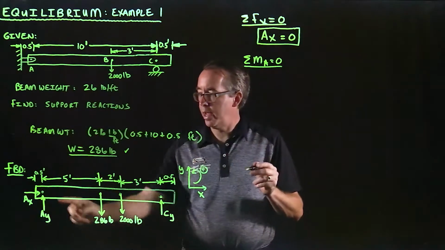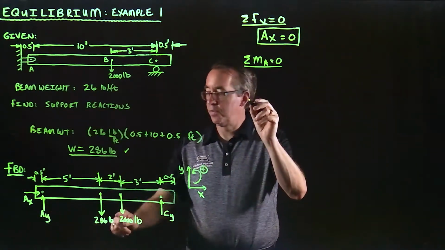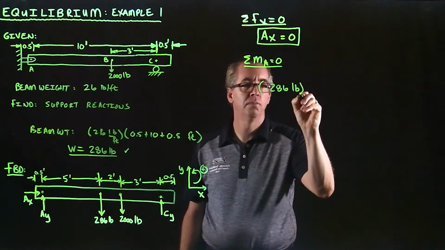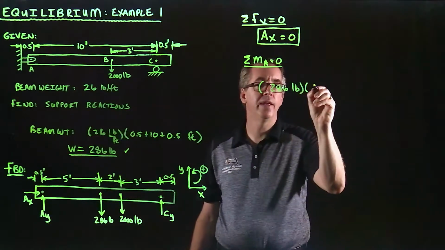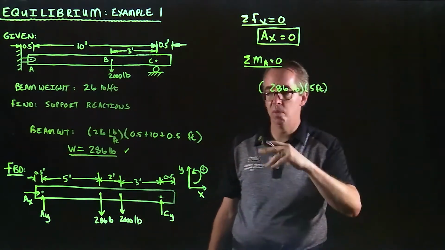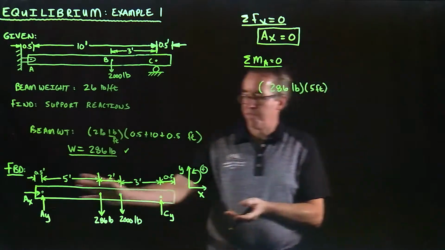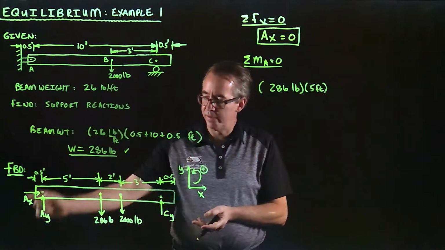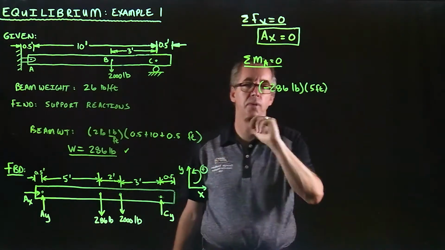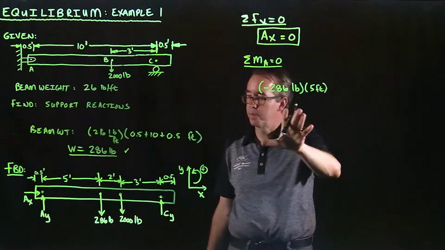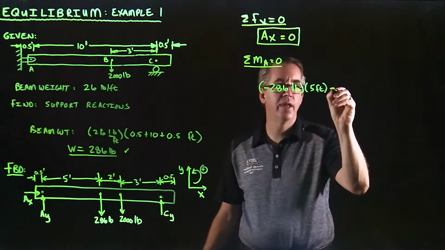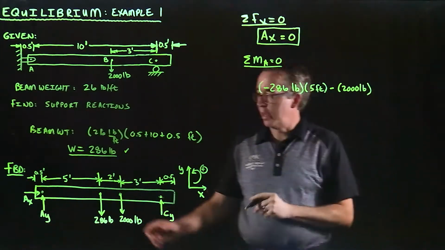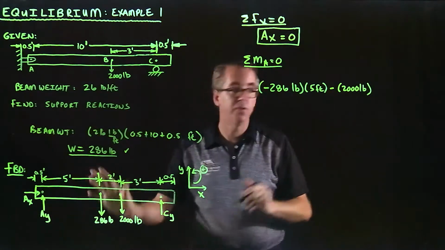So let's just go ahead and do that. At point A, the first force I have is this 286 pound force, and it's at a distance of 5 feet. Now we have to be careful with the direction of this moment. Relative to point A, this 286 pound force is going to cause a clockwise moment, which would be negative. So I'm going to use minus 286 times 5 feet. Likewise, I'm going to have another negative moment coming from the 2,000 pound force, and that is at a distance of 5 plus 2 or 7 feet.